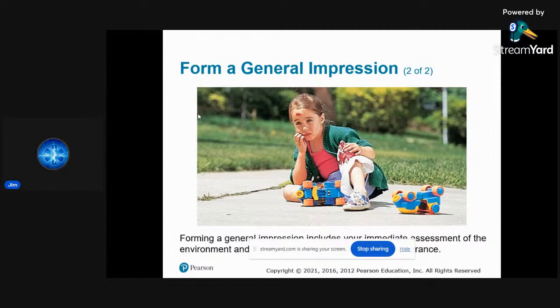So if we're forming a general impression, it includes your initial assessment of the environment, chief complaint, and appearance. This young lady looks like she's got some injuries, but she is pink, warm, and dry. Her eyes are open. Looks like she's breathing. So we have time to evaluate.